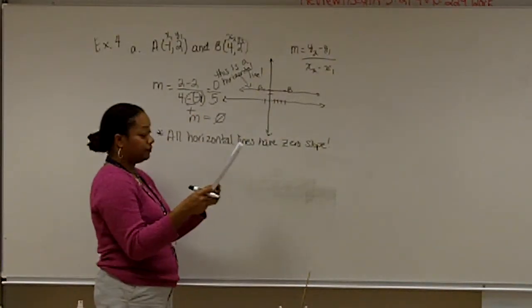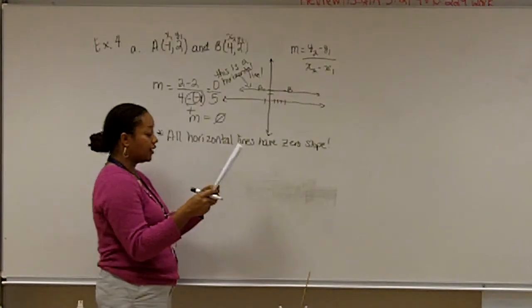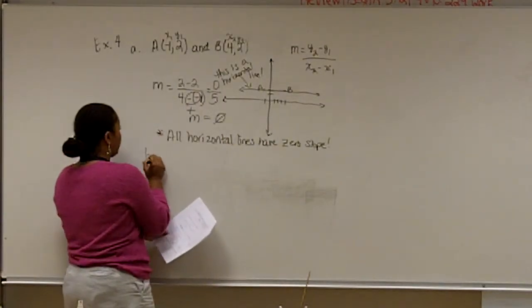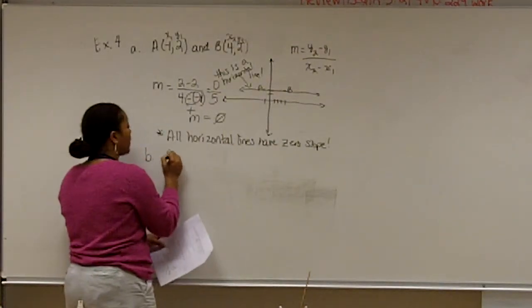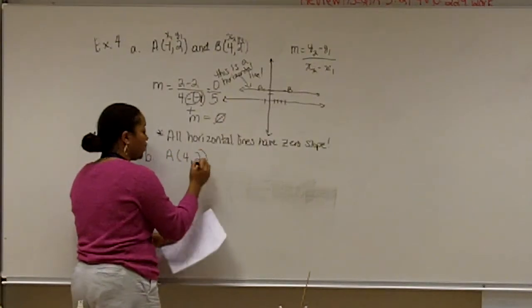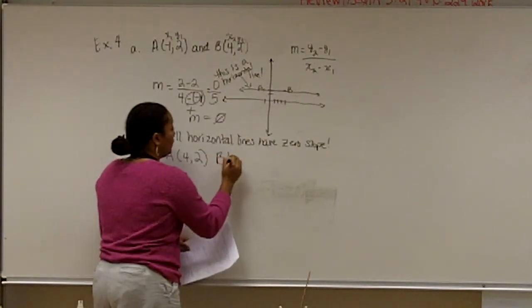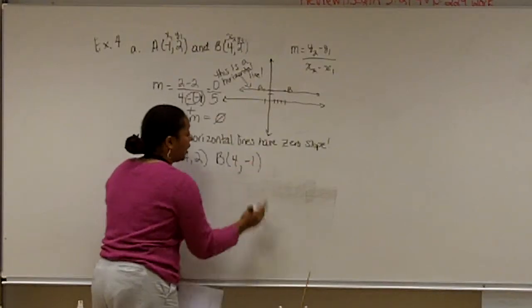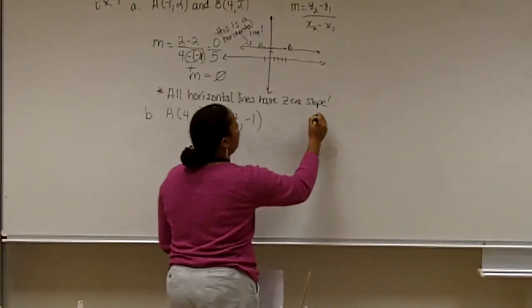Now look at letter B. I give you 2 more points. So go ahead really quick. You guys can sketch your graph on your paper while I'm writing it on the board. And I'll catch up. Here's my sketch.